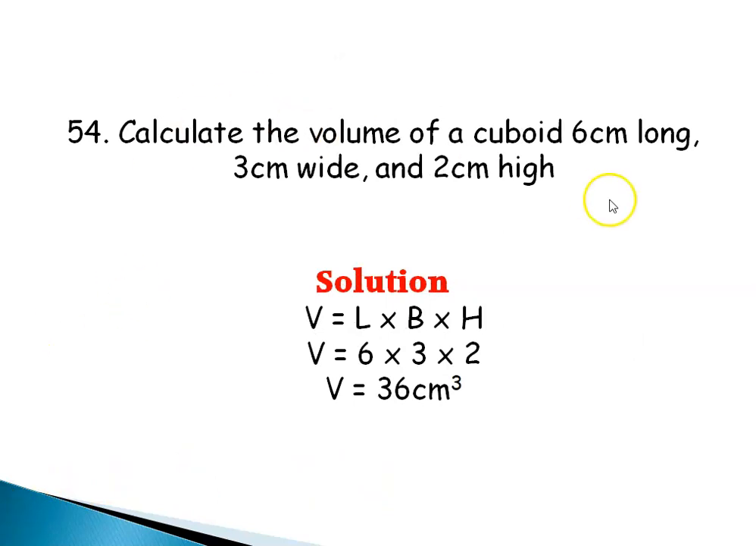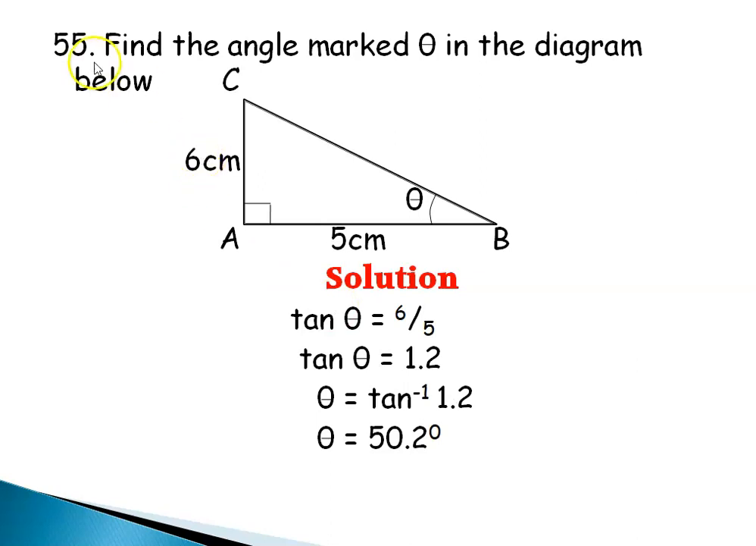Question 54. Calculate the volume of a cuboid 6 cm long, 3 cm wide, and 2 cm high. The volume of a cuboid is length times breadth times height. So my length is 6 cm, my breadth, also known as the width, is 3 cm, and the height is 2 cm. Then I multiply. 6 times 3 is 18. 18 times 2 is 36 centimeter cube. Is that taken? Good.